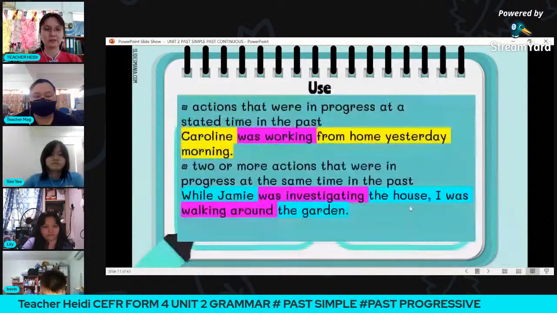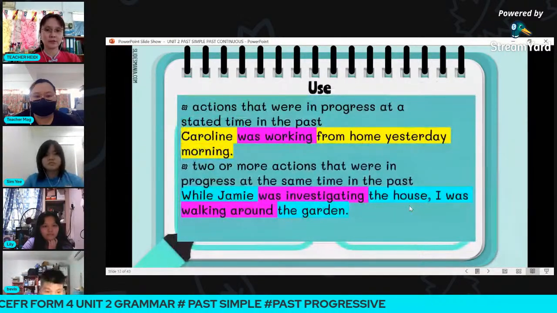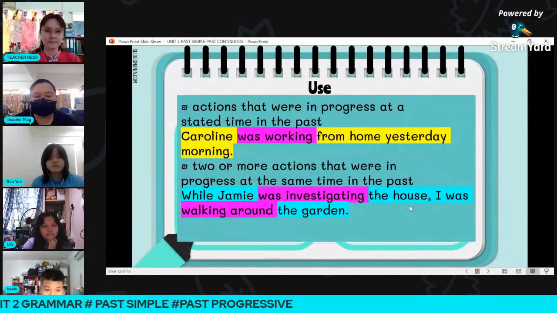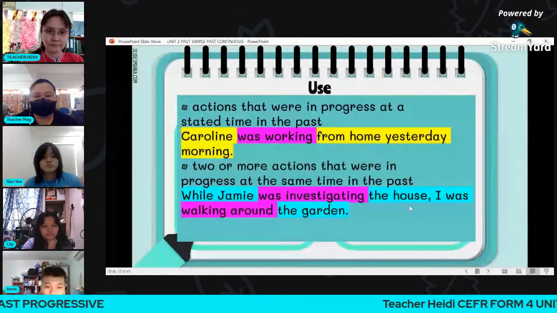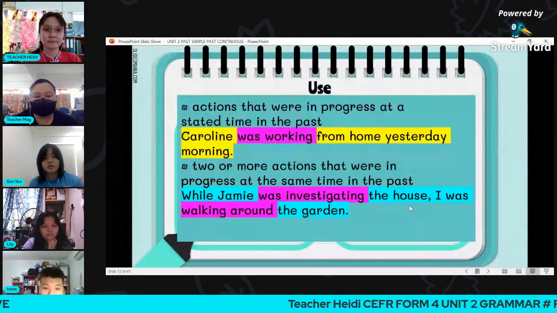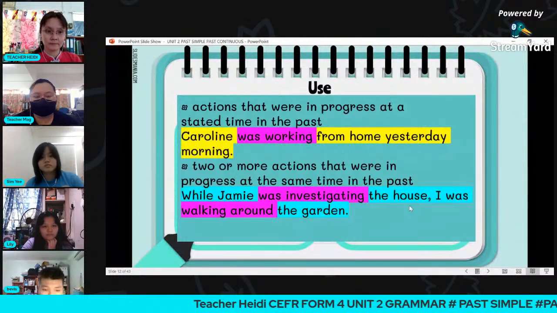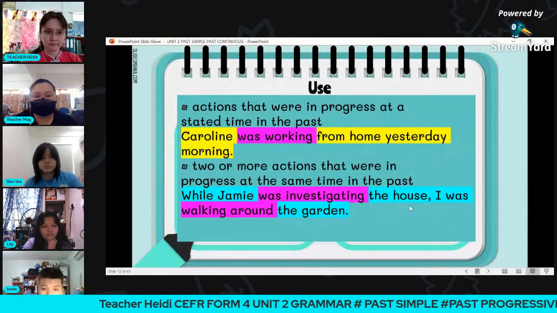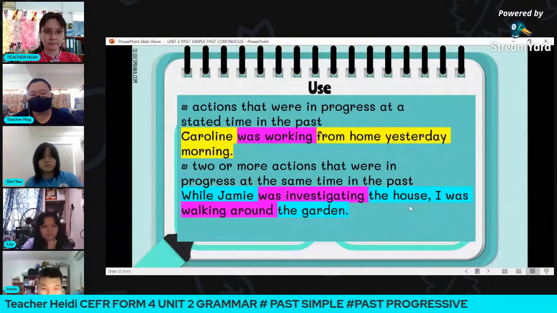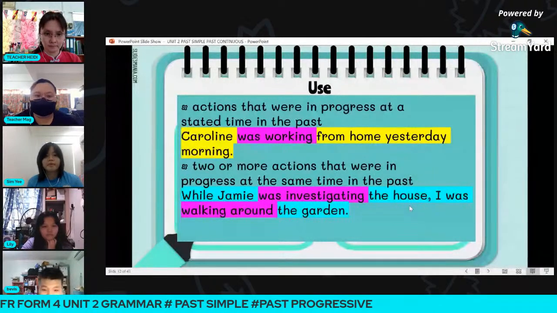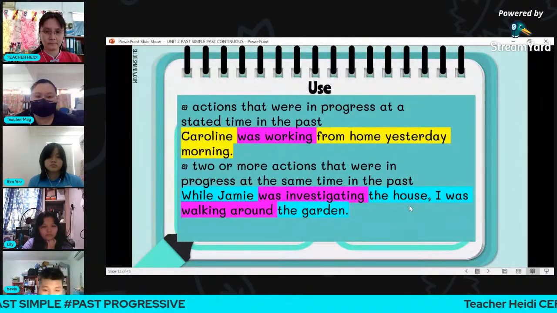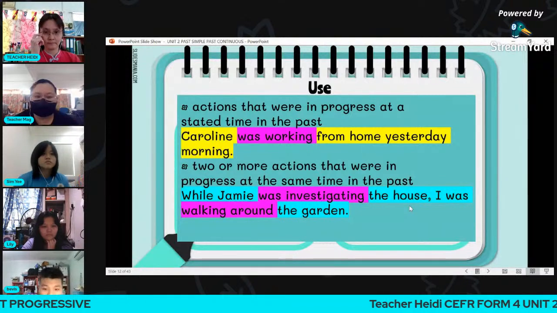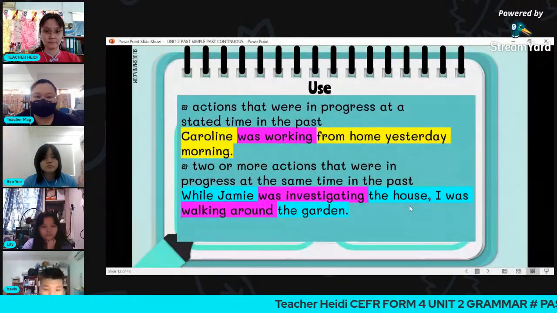Okay, let's continue. Barry, can you read this for teacher? Yes. That were in progress at a stated time in the past. Caroline was working from home yesterday morning. Two or more actions that were in progress at the same time in the past. While Jamie was investigating the house, I was walking around the garden.